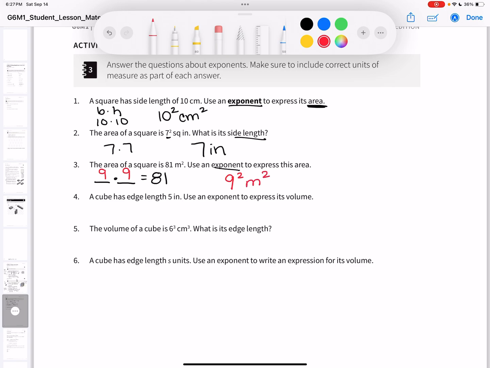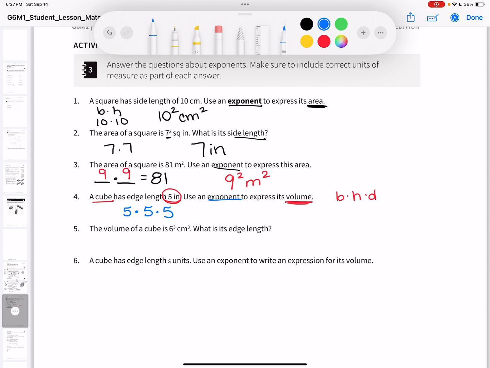A cube has an edge length 5 inches. Use an exponent to express its volume. So now we've changed to volume. And remember, volume is base times height times depth. So we have 3 numbers, and this is a cube, so all of those numbers are going to be the same. And that number is 5. So we would have 5 times 5 times 5.